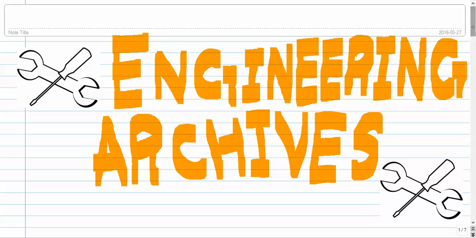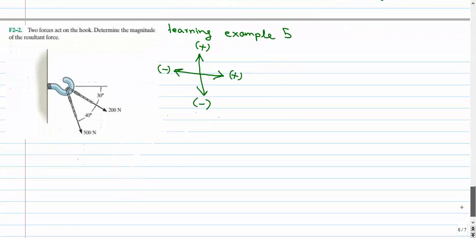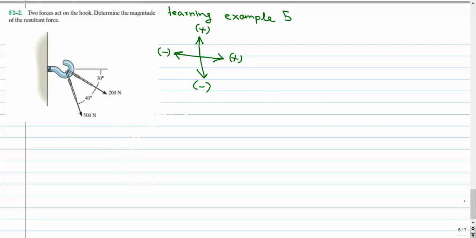Today we are going to look at learning example number 5. This is another very simple statics problem. It deals with resolving forces into their components and then solving for the resultant force. So we are going to follow the same basic procedure that we have been doing in the previous examples.